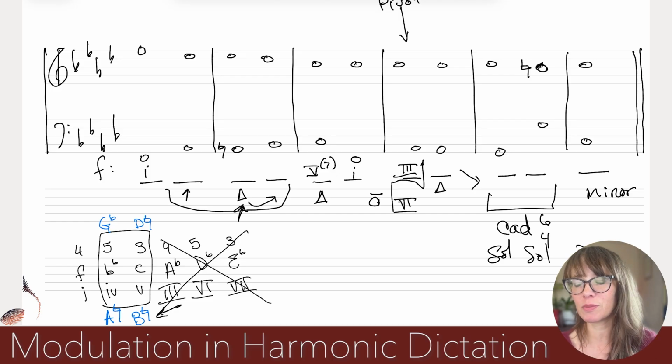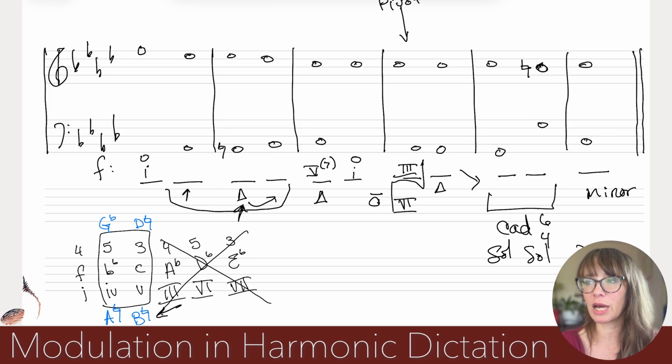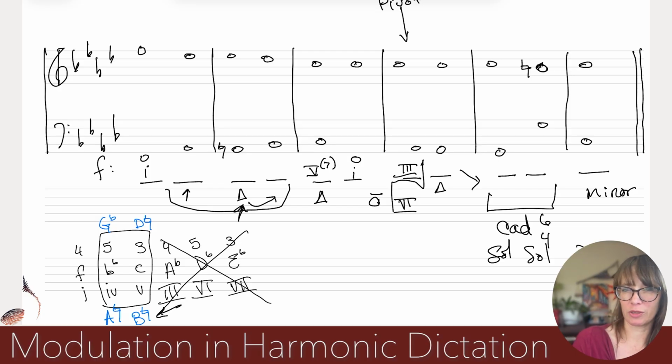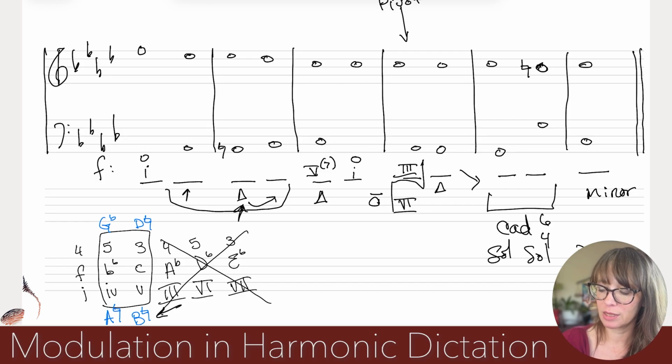Sometimes I'll see students turn in a paper with the pivot chord having one quality and inversion in one key, and then a different quality and a different inversion in the other key. That's not how it works. If it's a root position in one key, it's going to be a root position in the other. If it's major in one key, it's going to be major in the other, because you're just looking at the pitches themselves. The Roman numeral is just describing the function that it has in the key.